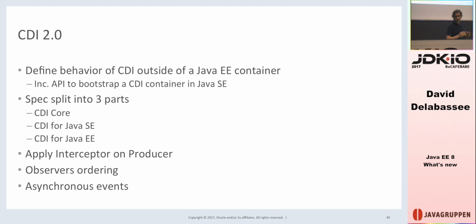So the specification has been split in three: CDI core, then based on that, CDI for Java SE, and then based on that, CDI for Java EE. That's what we consume on the Java EE side. We consume all of CDI. CDI 2 also defines how you can bootstrap a CDI container in a standard fashion in a pure Java SE environment. Again, that's not really important for us because on the Java EE side, everything is handled for us by the Java container.